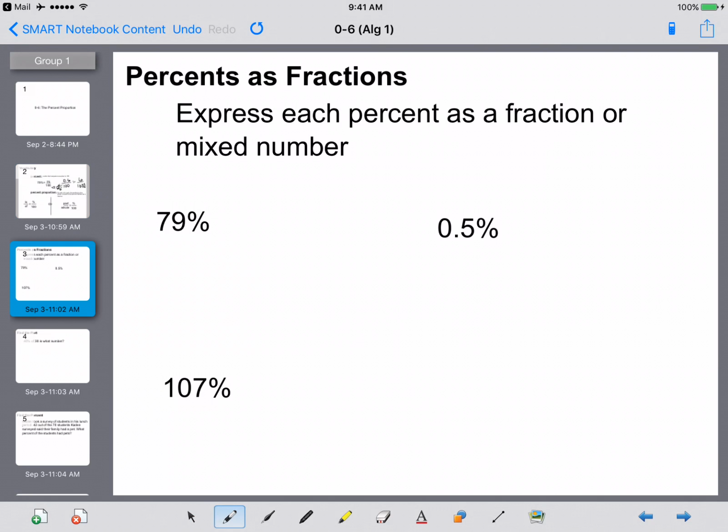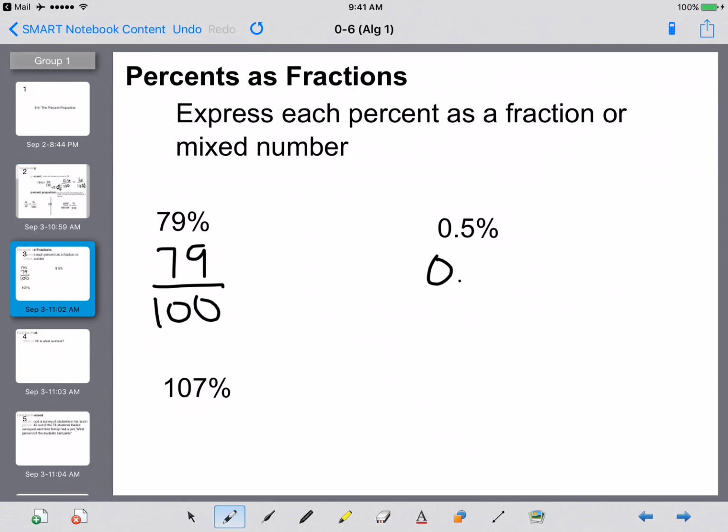So, percents as fractions. The first thing it wants us to do is express each percent as a fraction or mixed number. So 79%, percent over 100, so 79 over 100. There's no simplifying that, so boom, we're done.